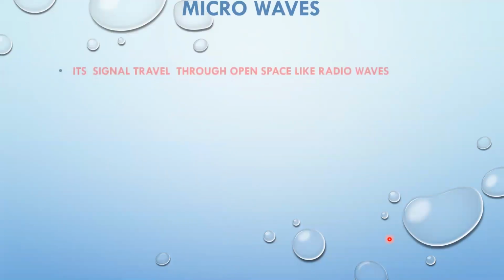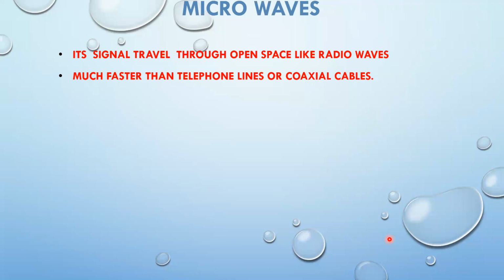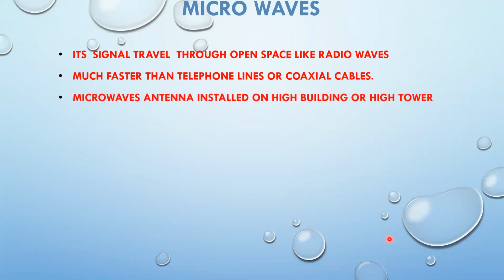Another example is microwave. It's like a radio wave. Its signals also travel through the open space. And this is much faster than telephone lines or coaxial cables. Microwave antennas are installed on high buildings and high towers.